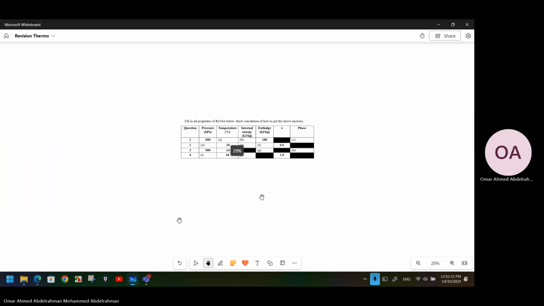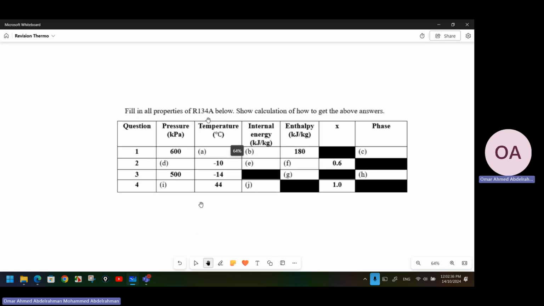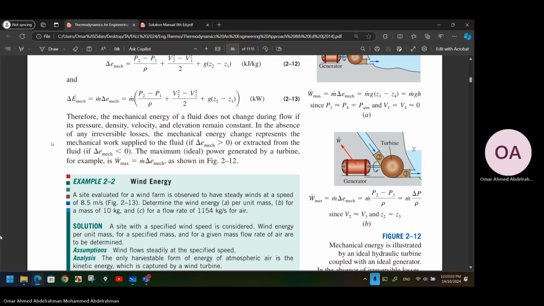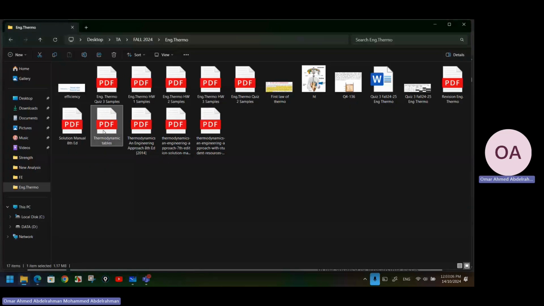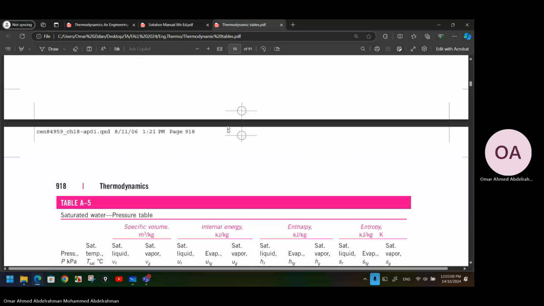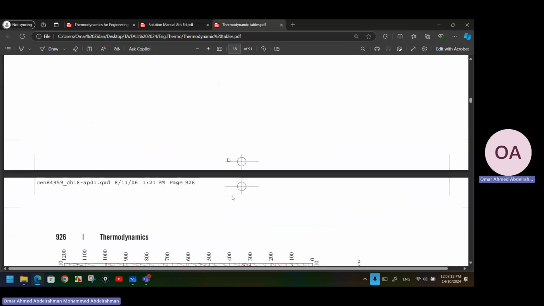Okay. The first thing that you need to think about, read the question. It is R134A, not water. Do not use the table for water, because you know how to solve that, but use another table. So it is R134A. You will use tables A11 to A13. Now I have the pressure. I go to table A12, the pressure table.